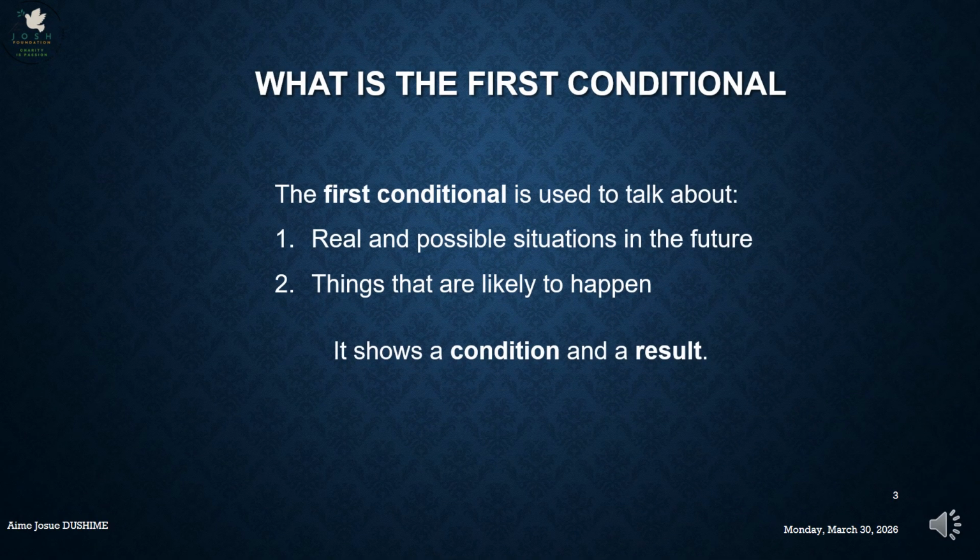What is the first conditional? The first conditional is used to talk about real and possible situations in the future. Things that are likely to happen. It shows a condition and a result. This is something you should know. It talks about things which are real and possible in the future, things that are likely to happen. It should have a condition and the result of the condition.